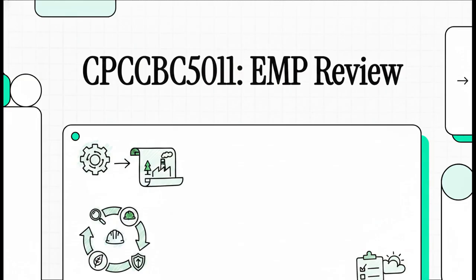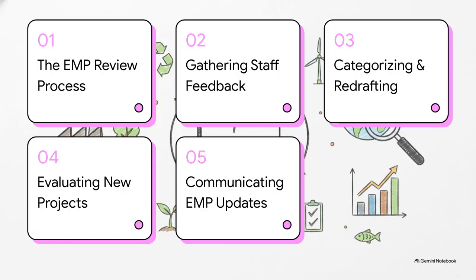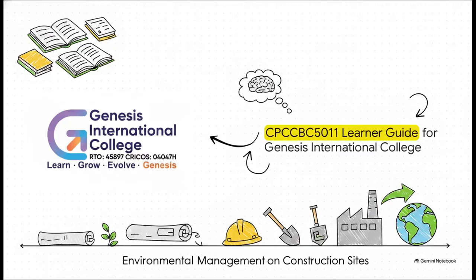So today, we are breaking down the exact step-by-step workflow for reviewing your EMP to make sure your projects stay compliant, safe, and are constantly improving. So here is our roadmap for today. We're going to cover 1. The EMP review process. 2. Gathering staff feedback. 3. Categorizing and redrafting plans. 4. Evaluating new projects. And finally, 5. Communicating those EMP updates.